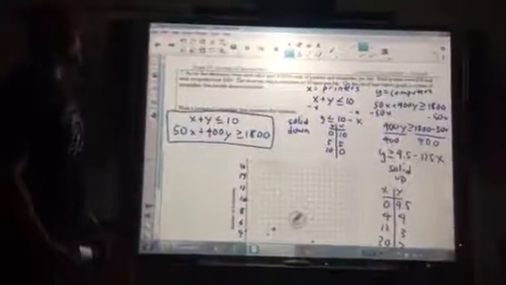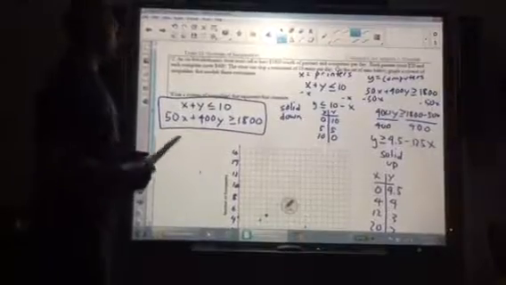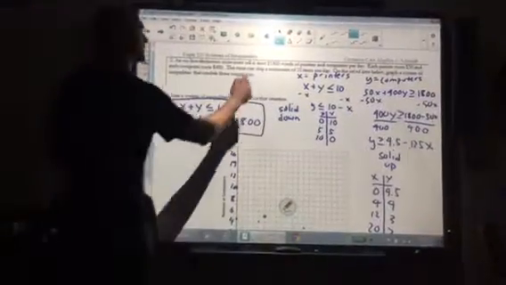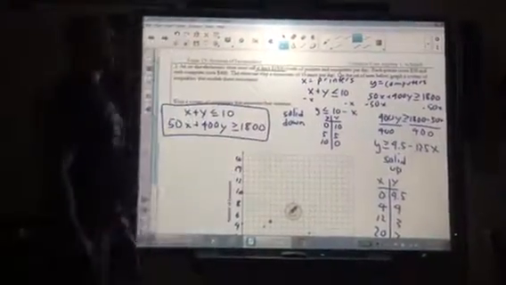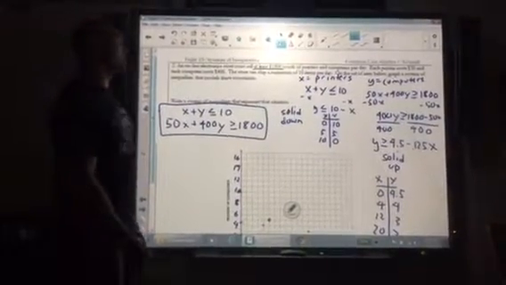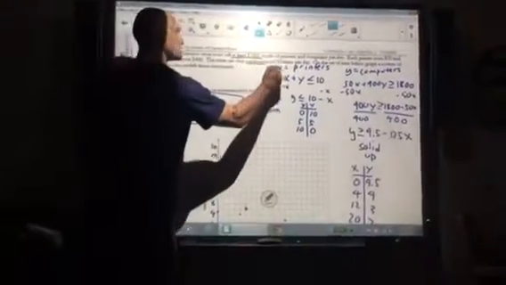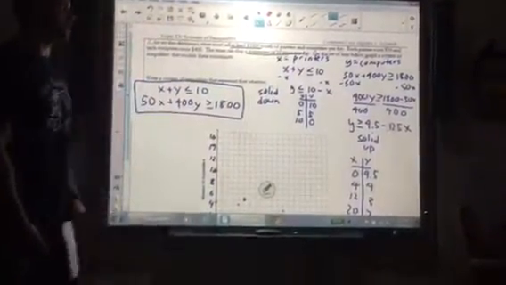In topic 23, question 2, again, we're going to have a system of inequalities. So there's an electronics store that wants to sell at least $1,800 worth of printers and computers. Each printer is $50 and each computer is $400. And we see here the store can ship a maximum of 10 items per day.